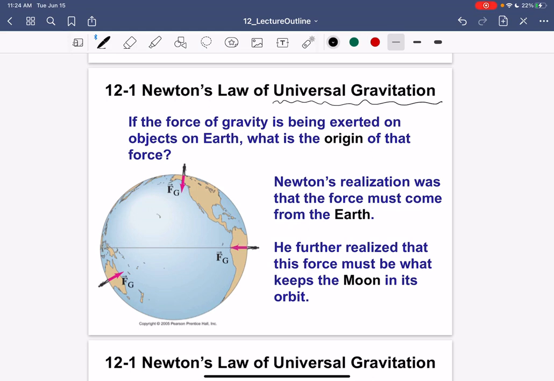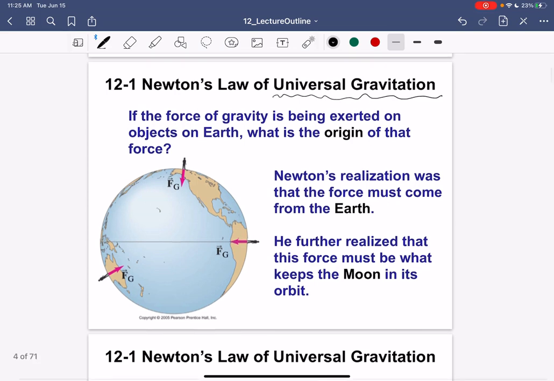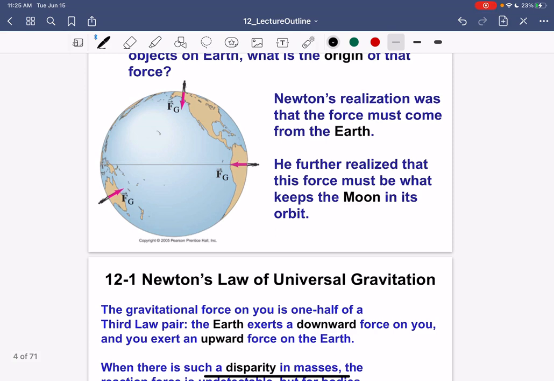Now, of course, we know that the force of gravity is being exerted on objects that are on the earth. What is the origin of that force? Newton was able to say that the force must come from, of course, the earth as an object. And then again, he concluded that it's the same force that is going to keep the moon in its orbit.